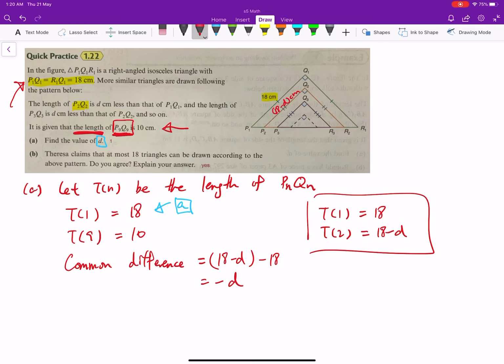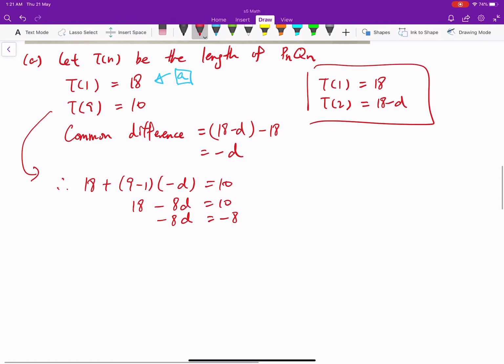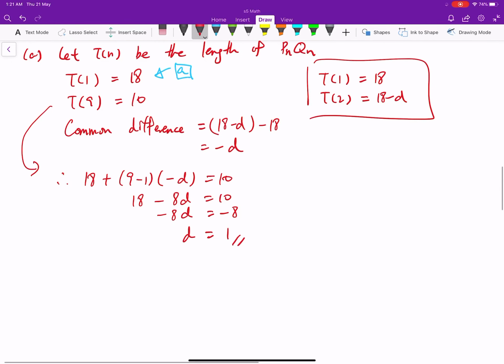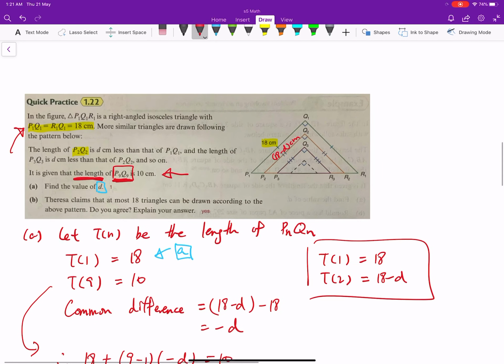Okay, so we can use the formula. T9 is 10. So it means you get A, which is 18, plus N minus 1, and D now is negative D, the common difference. Then you will get 10. So we get 18 minus 8D is 10. So negative 8D is negative 8. And finally we get D is 1. Okay, so D is 1 here.